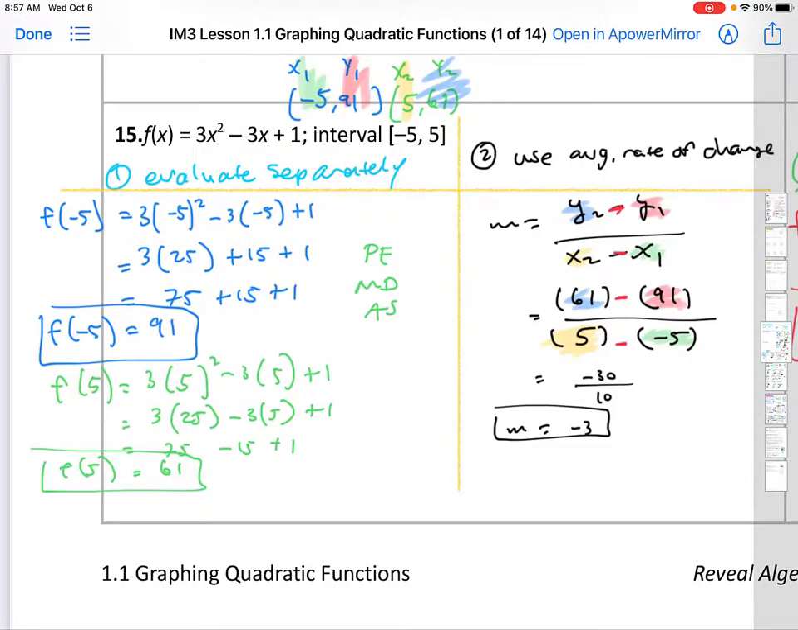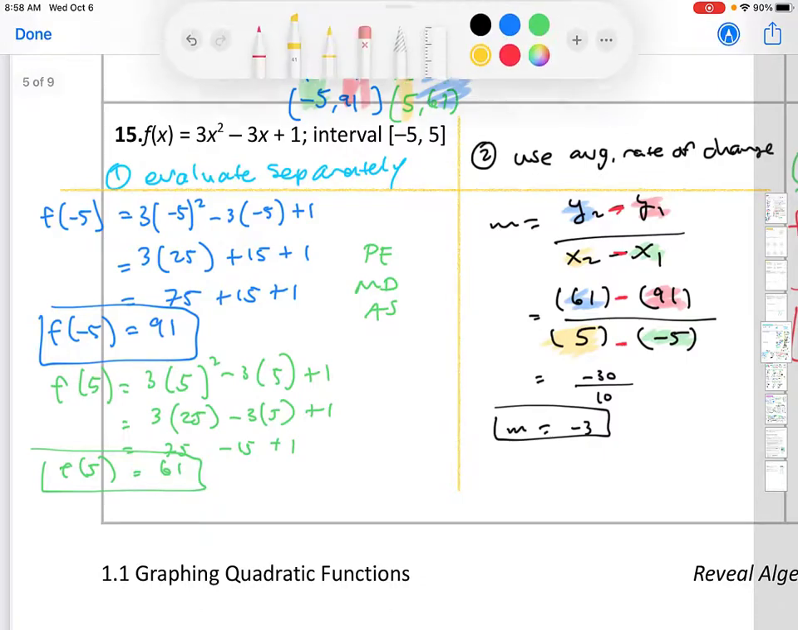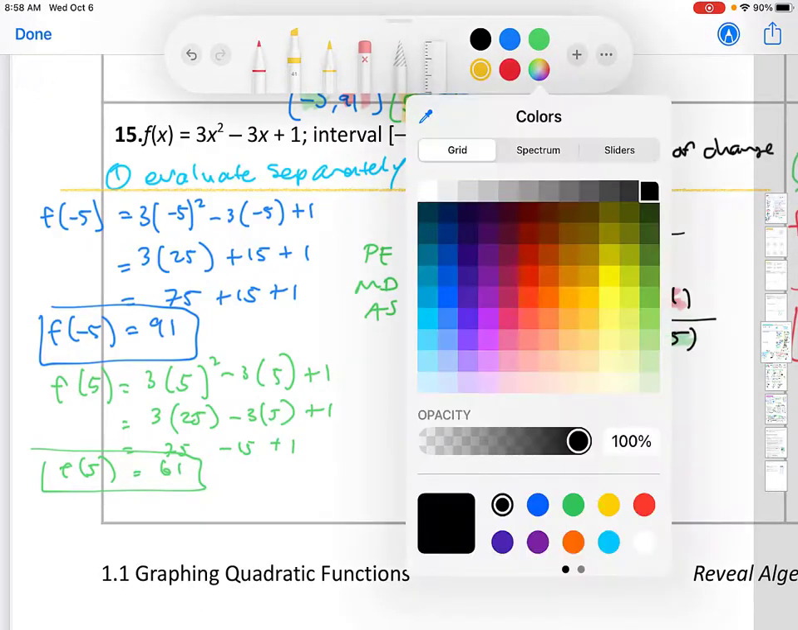All right, for question number 15 here, I just have the solution. So you're going to do the same thing, evaluate it separately, and use the average rate of change. You're going to separate the, let's try this. I already used that one. Let's use orange.